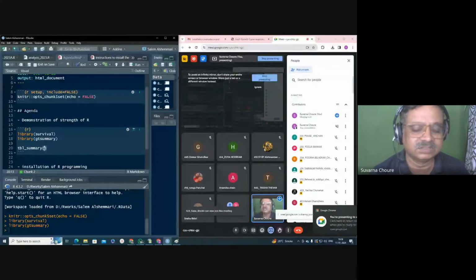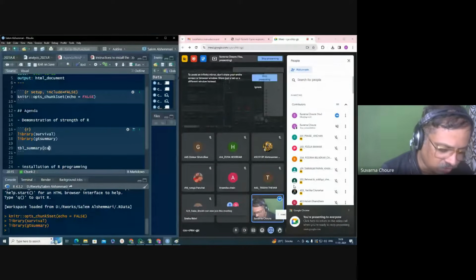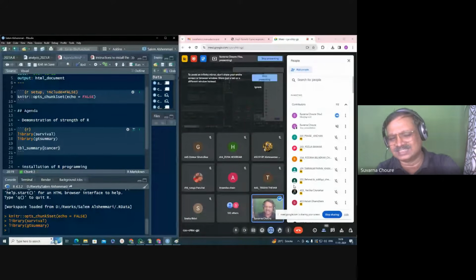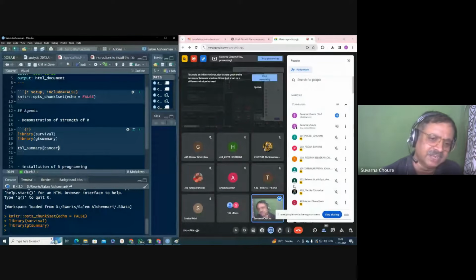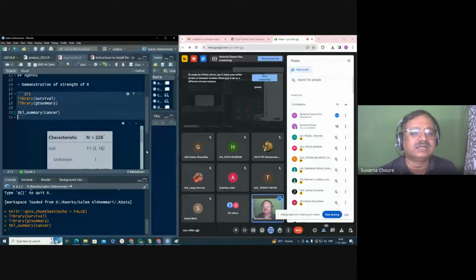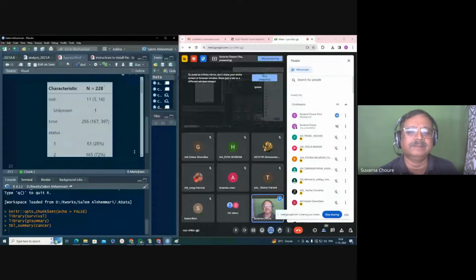I will just put in the name of the data set which I want to use. That cancer data set I want to use here. Cancer data set is available in R, therefore I don't have to import that. That importing of data I will also show you as we go on during this workshop. The tbl_summary of cancer, I will run that, and that summary table is ready.